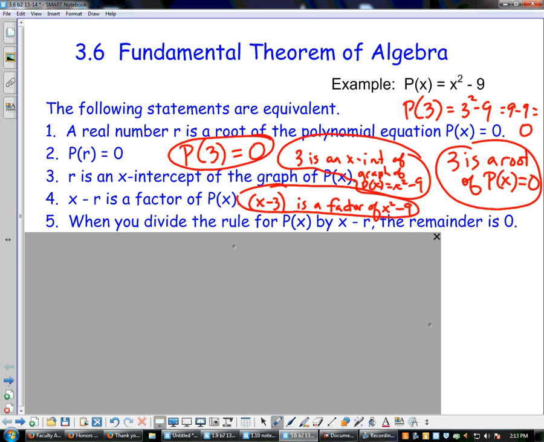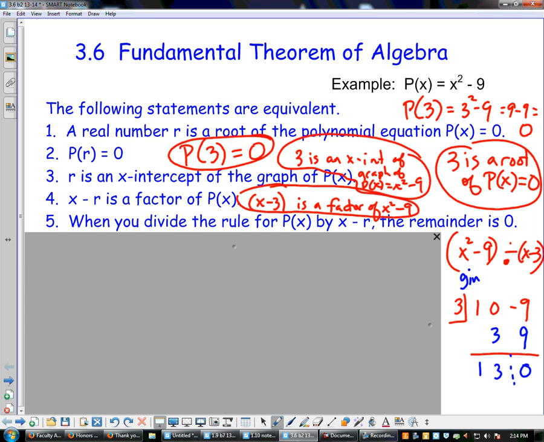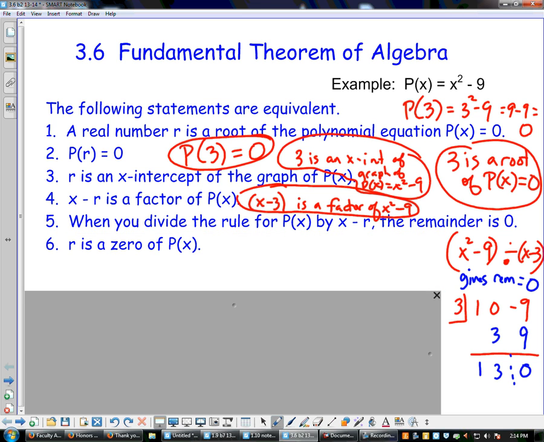And when you divide the rule for p of x by x minus r, the remainder is 0. So in other words, if I divide x squared minus 9 by x minus 3, I will end up getting a remainder of 0. Well, we could test that with synthetic division. 1, 0, negative 9. We'll bring down the 1, multiply, we get 3, add, we get 3, multiply, we get 9, add, we get 0. So sure enough, the remainder is 0 when we divide. So this divided by this gives a remainder equal to 0.